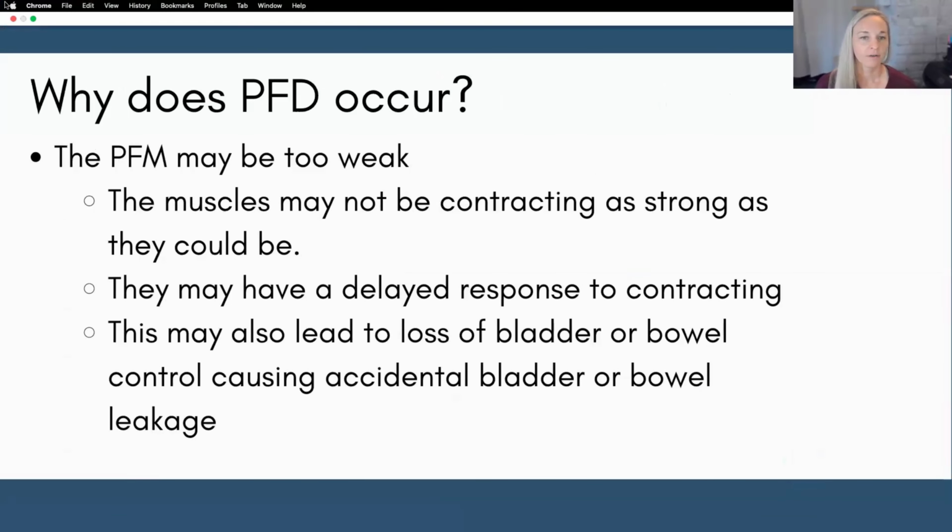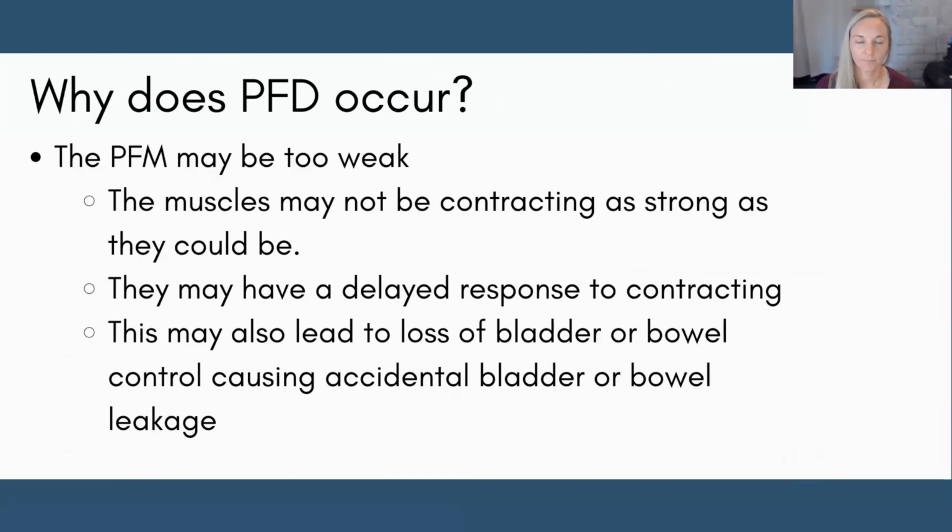Why does pelvic floor muscle dysfunction occur? It could be that the pelvic floor muscles are too weak. Your muscles aren't contracting as strong as they could be. There also may be a delayed response to contracting. Say you cough or sneeze and your pelvic floor is just a little too slow to absorb and contract with that quick amount of pressure that's happening. This can lead to loss of bladder or bowel control, causing accidental bladder or bowel leakage.